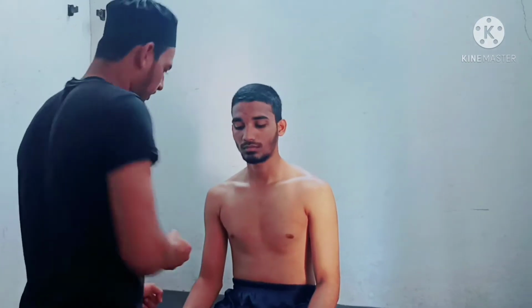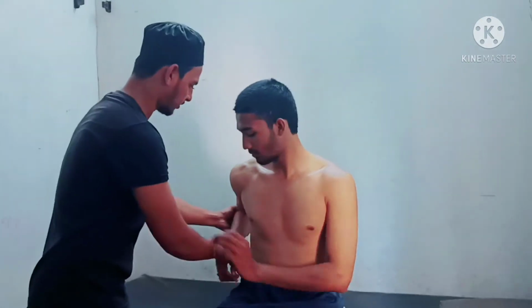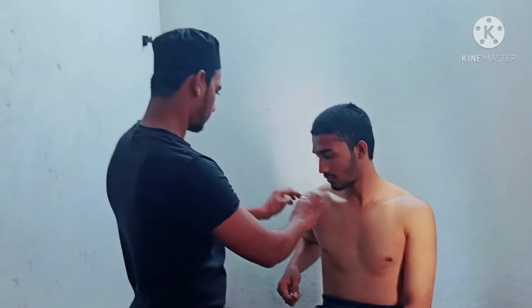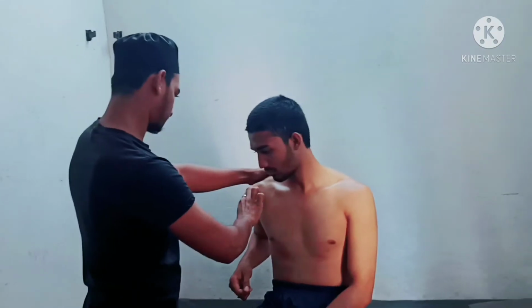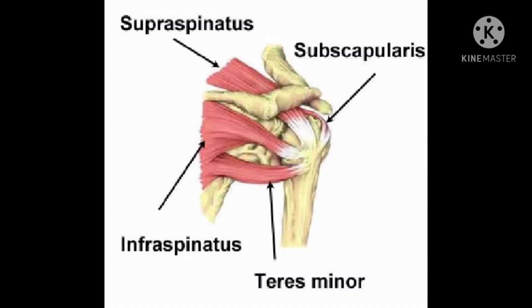Now ask the patient to lift the humerus posteriorly. Now palpate the bursas and also palpate the underlying SITS muscles. SITS muscles are supraspinatus, infraspinatus, teres minor and the subscapularis.